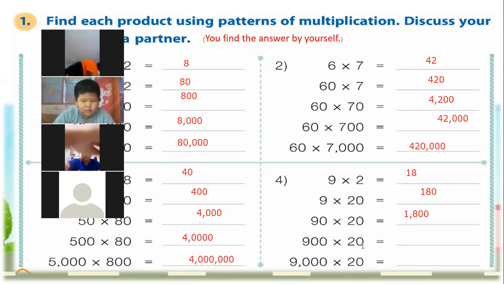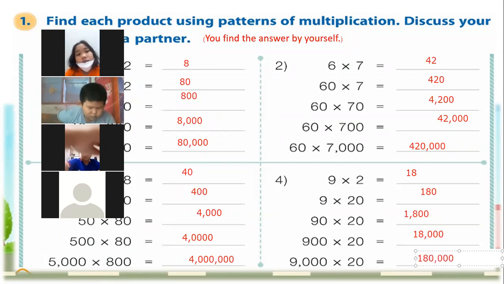Okay, now step 4. We have total 900s multiplied by 2 tens. So what will be the answer? 18,000. That is the correct answer. Now, step 5. We have total 9,000 multiplied by 2 tens. 9,000 multiplied by 2 tens. 180,000. That is the correct answer.